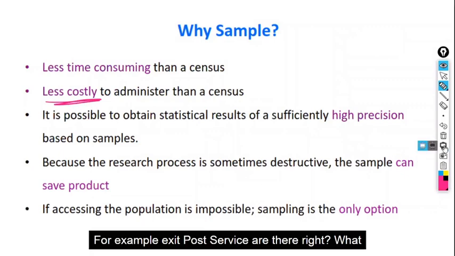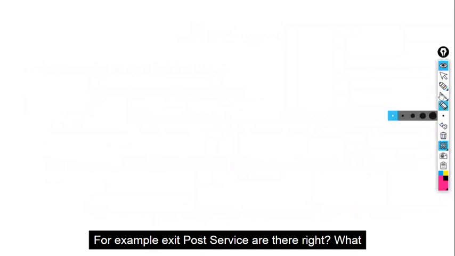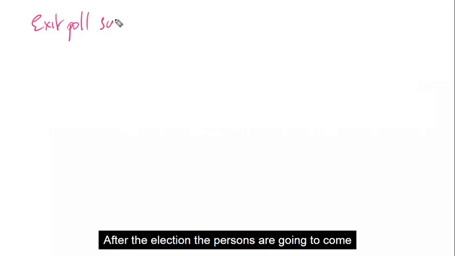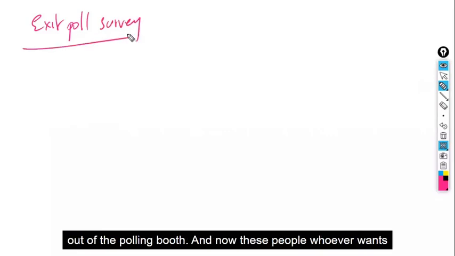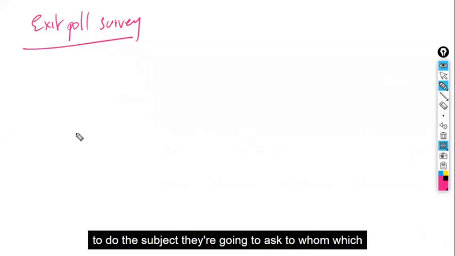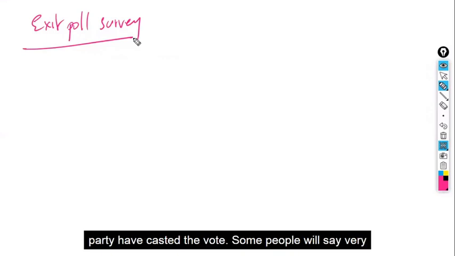For example, exit poll surveys are there, right? What is meant by exit poll survey? After the election, the persons are going to come out of the polling booth, and now these people, whoever wants to do the survey, they are going to ask to whom, which party you have casted the vote. Some people will say very freely, that I have casted my vote to Janasena. I have casted my vote with respect to TRS or something they are going to say, right?